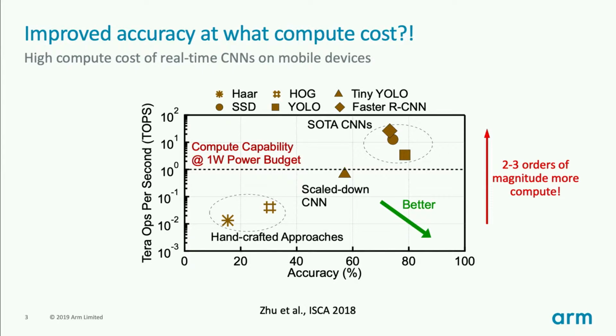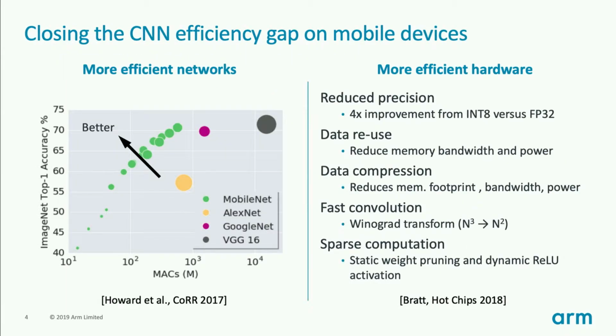So the y-axis on this plot that compares object detection algorithms shows tera operations per second, so that's the amount of compute workload we have to get done. And if we think about the power budget for a mobile device, maybe 1 watt, and the amount of compute we can do with 1 watt, you'll see that some of these state-of-the-art CNNs exceed that compute capability. So there's a gap here in terms of the performance and the energy efficiency on these devices. So how do we close this gap on our mobile platforms?